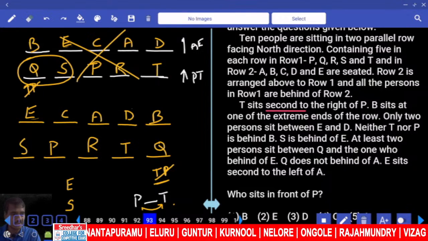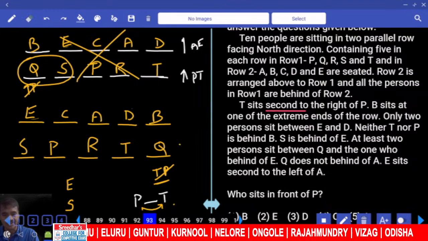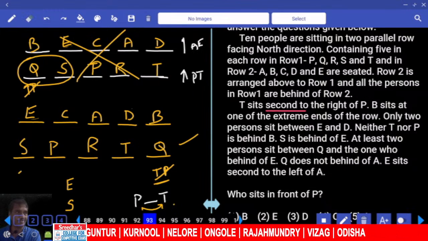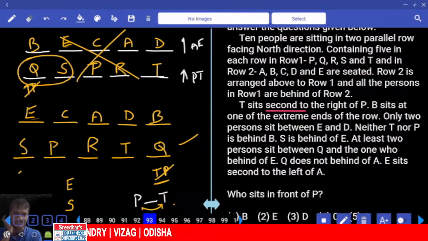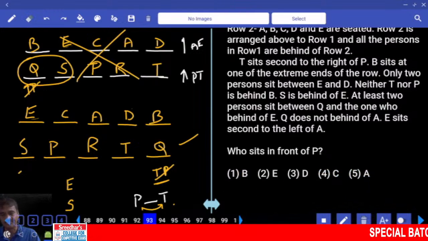Now at least 2 in between Q and the one who is behind E. How many persons were there? 3 persons. Next one, Q is not behind E. And E sits second to the left of A. Then who sits in front of P? C, choice 4.